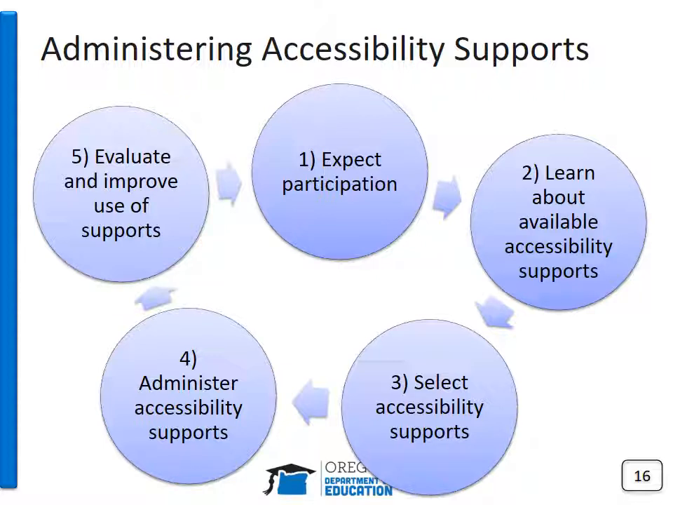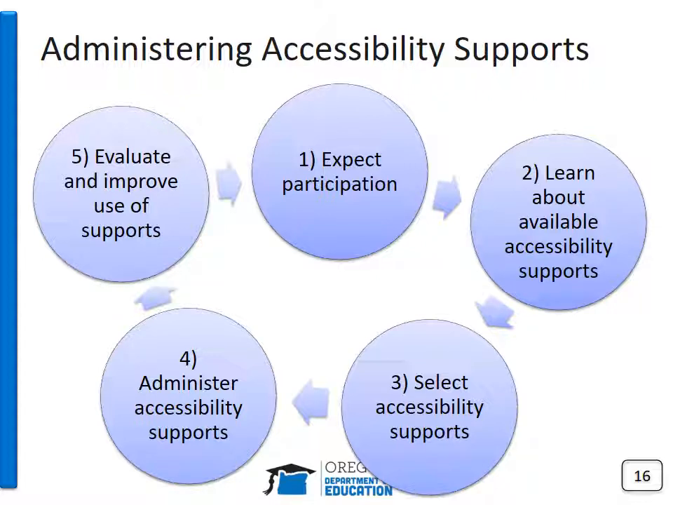All students are required to take part in the Oregon Kindergarten Assessment, including students on IEPs or 504 plans. These students are not exempt from participating in the kindergarten assessment. There is a 5-step process in the CAM which describes the decision-making for selecting and administering accessibility supports.